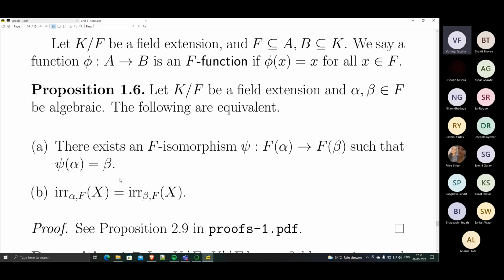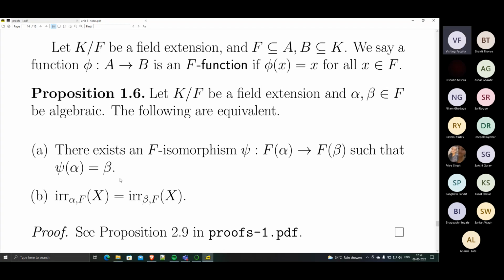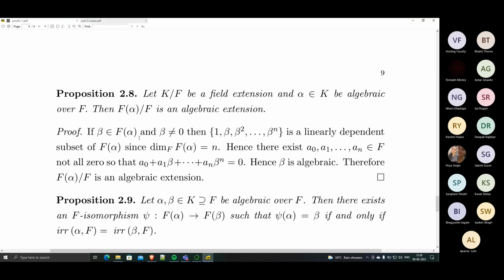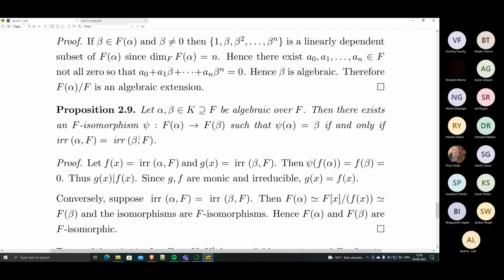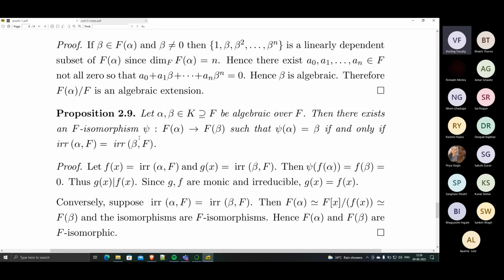Okay, you understand the statement? So let's look at the proof. This is the next theorem, 2.9. Again, a short proof.